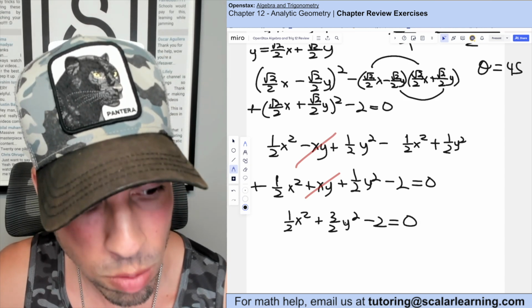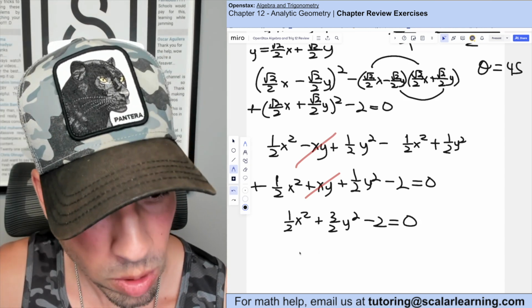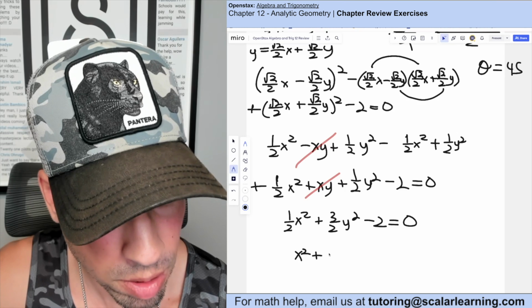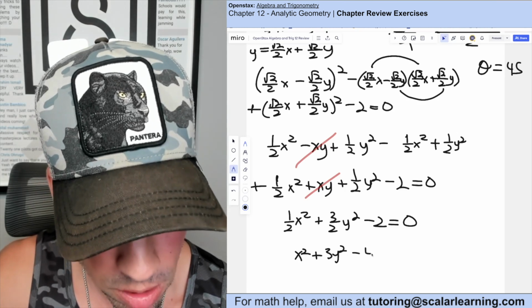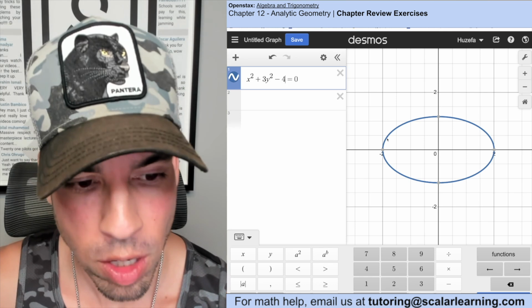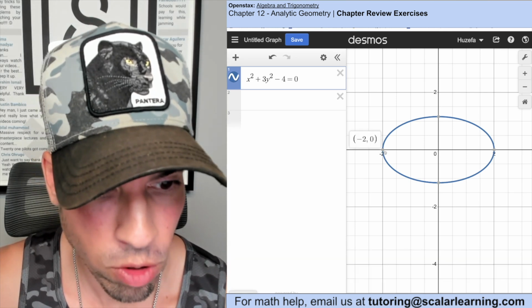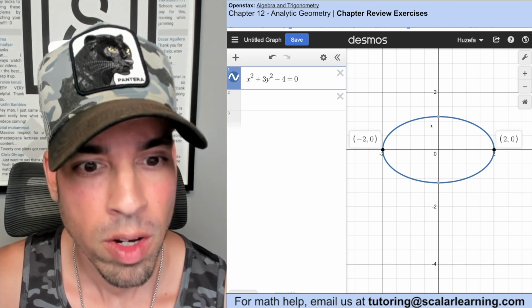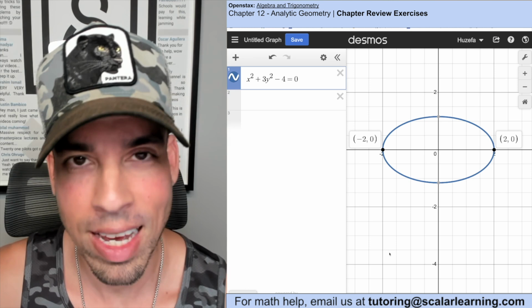Last but not least, let's multiply everything by 2. So then we're going to get x squared plus 3y squared minus 4 is equal to 0. Now let's graph that in Desmos. So here we go. There's our ellipse with vertices here and here, co-vertices up there and there. But that's how you do it.